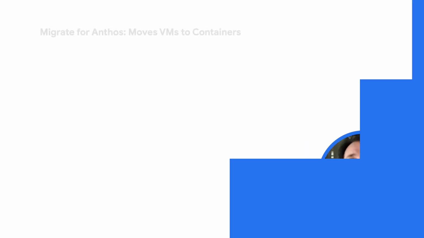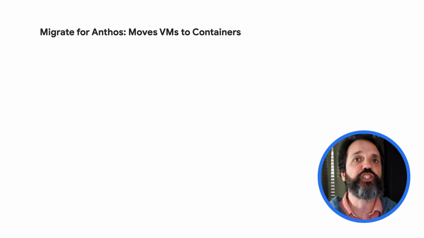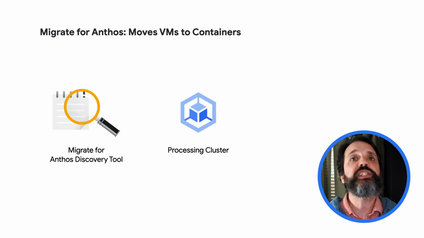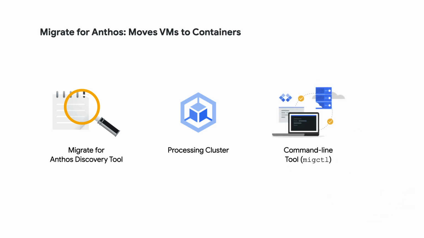With those additional prerequisites set up, let's jump into using Migrate for Anthos to migrate a Windows application. As a brief recap, Migrate for Anthos has three primary components. The first is the discovery tool, which assesses how successful a migration of a given application might be. Next is the processing cluster, a Kubernetes cluster that is used to examine the source VM and create the migration plan, as well as execute the actual migration. And finally, MigCTL, a command line tool like kubectl for interacting with the processing cluster. We'll do most of our work in the console today, but I will show you a bit of MigCTL.